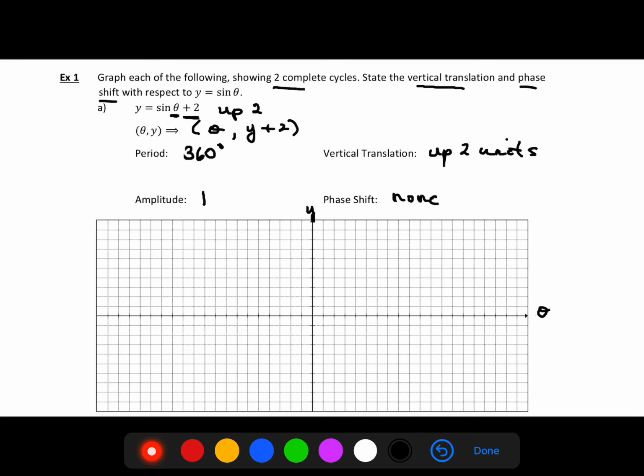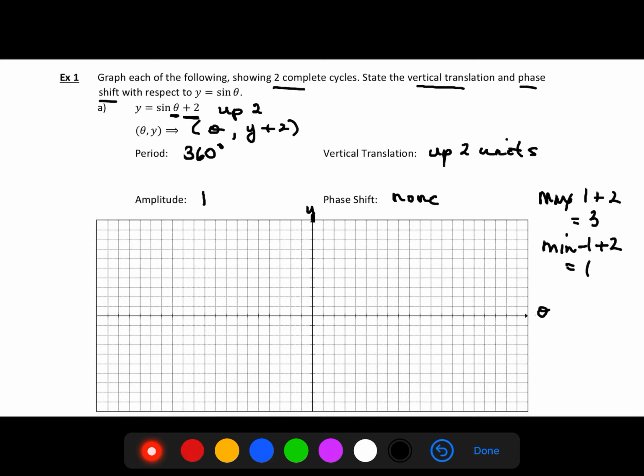So we notice that for our y-axis, where our regular function's max was 1, we now have to add 2 to that. So our maximum value for this one is going to be 3. Our minimum was -1, but we're shifting it up 2, which means our minimum value is going to be 1. So our whole graph is going to occur between 1 and 3 on the y-axis.